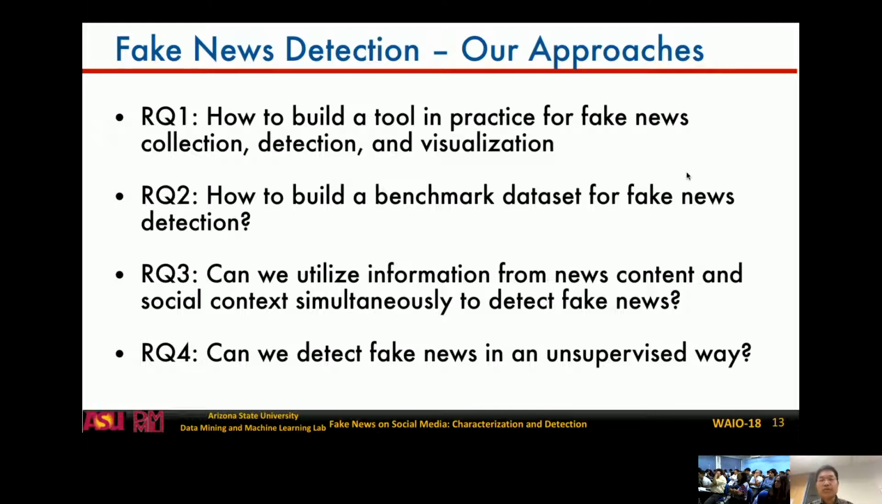The third question is, can we use information from both news content and social context simultaneously to detect fake news? And the fourth question is, can we detect fake news in an unsupervised way? This is also related to the data set issue, because we don't have a large data set that can be used to detect fake news in a supervised way. So we think about whether we can use an unsupervised method to detect it. I will cover these 4 questions and basically introduce 4 pieces of work in our lab.